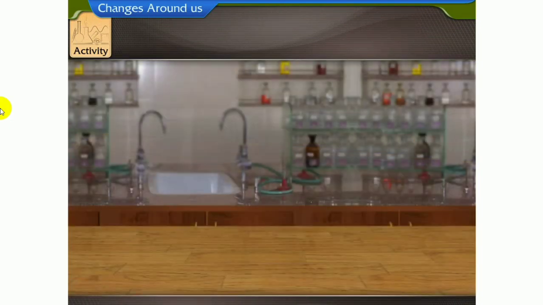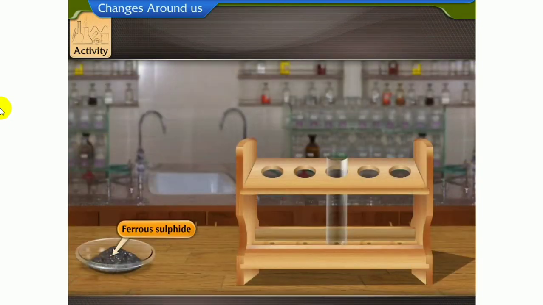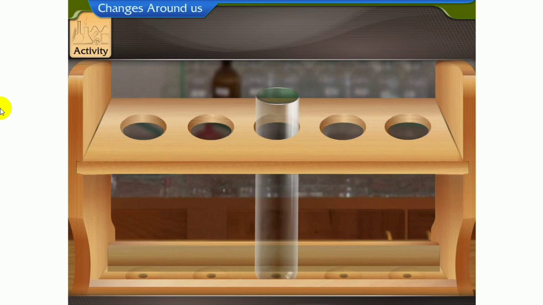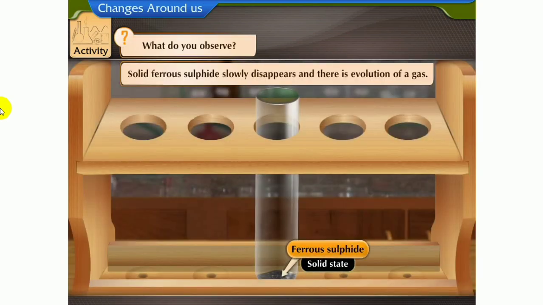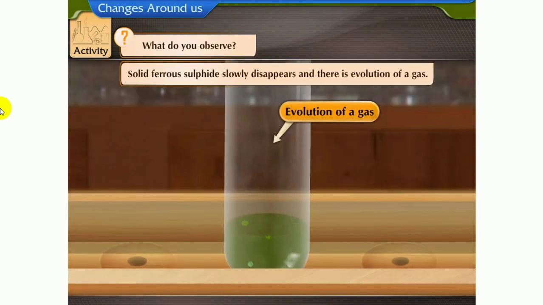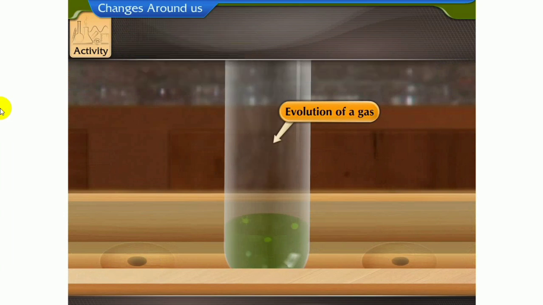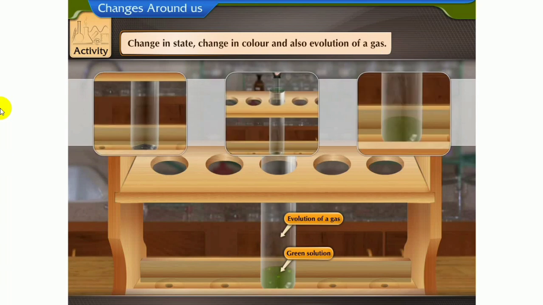Activity: take some powdered ferrous sulfide in a test tube. Add to it a few drops of dilute sulfuric acid. What do you observe? The solid ferrous sulfide slowly disappears and there is evolution of a gas. The color of the solution has also turned green. This shows that there is a change in state, change in color, and also evolution of a gas.